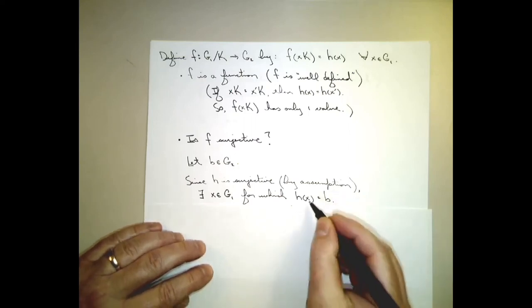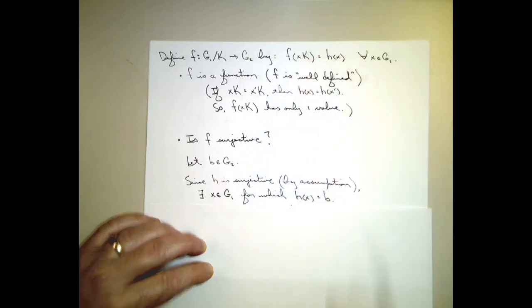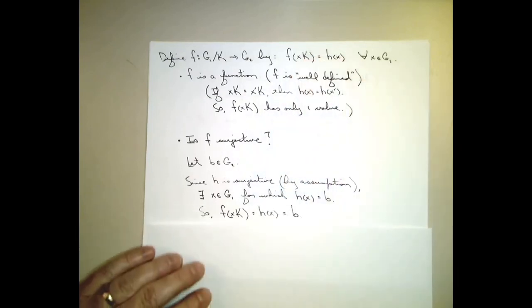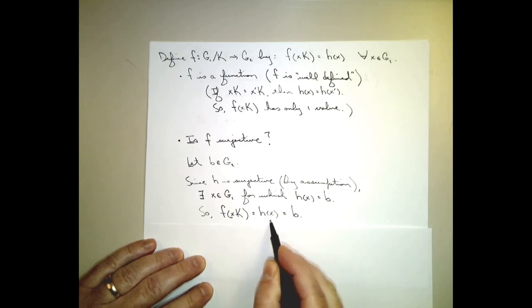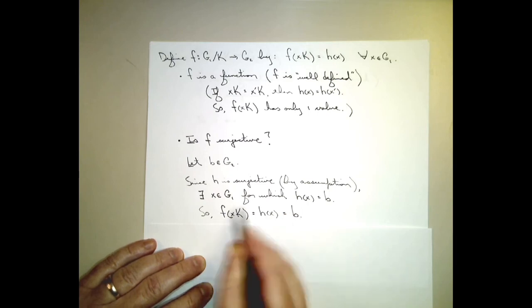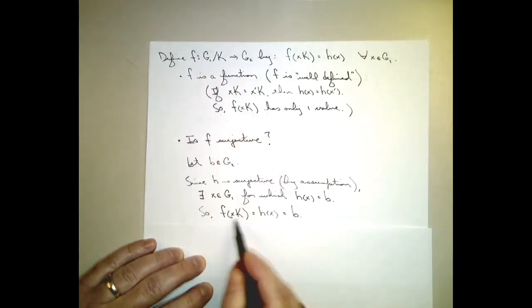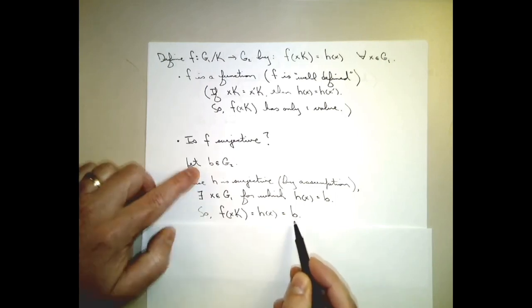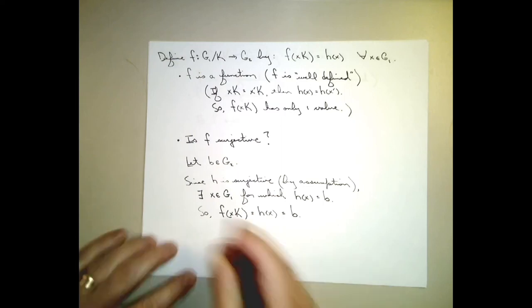Well, whatever that x is belongs to some coset. In particular, it belongs to the coset xK. And by definition of our function, xK is going to go to h of x. So f of xK is h of x, but h of x is b. And so we found a coset in our quotient group that f maps to the element that we picked out of G2. And that does it. That tells us that f is surjective.